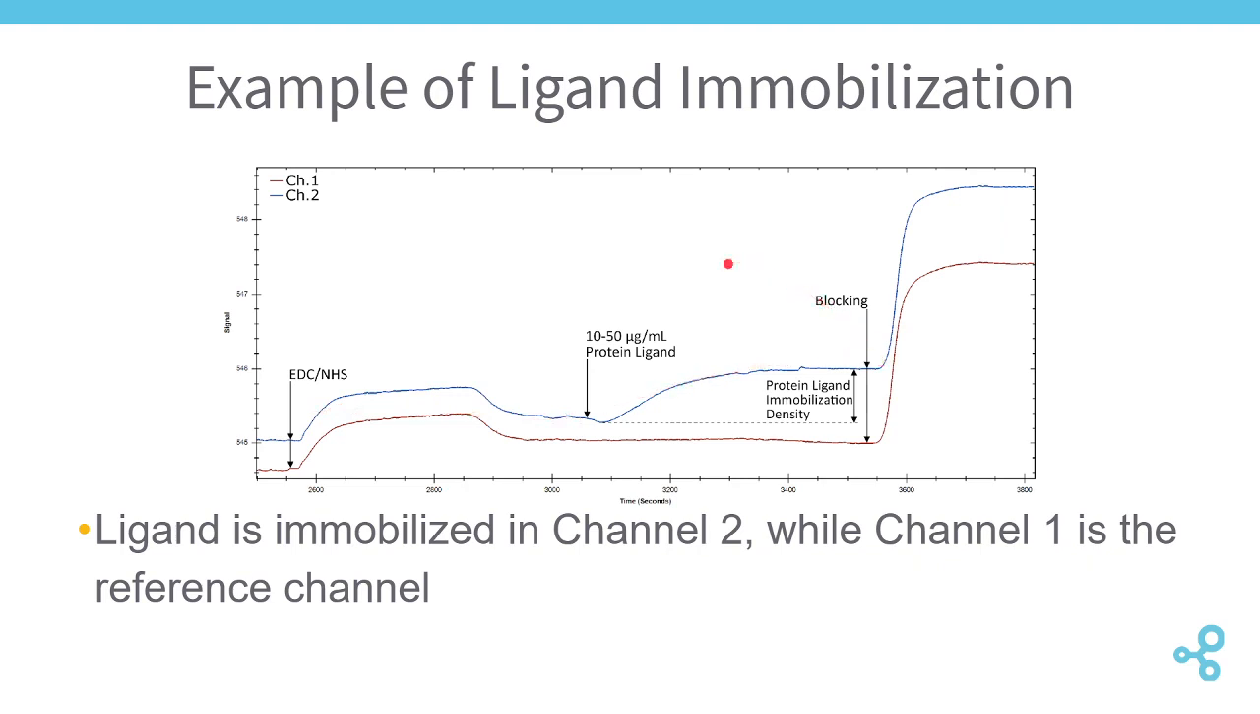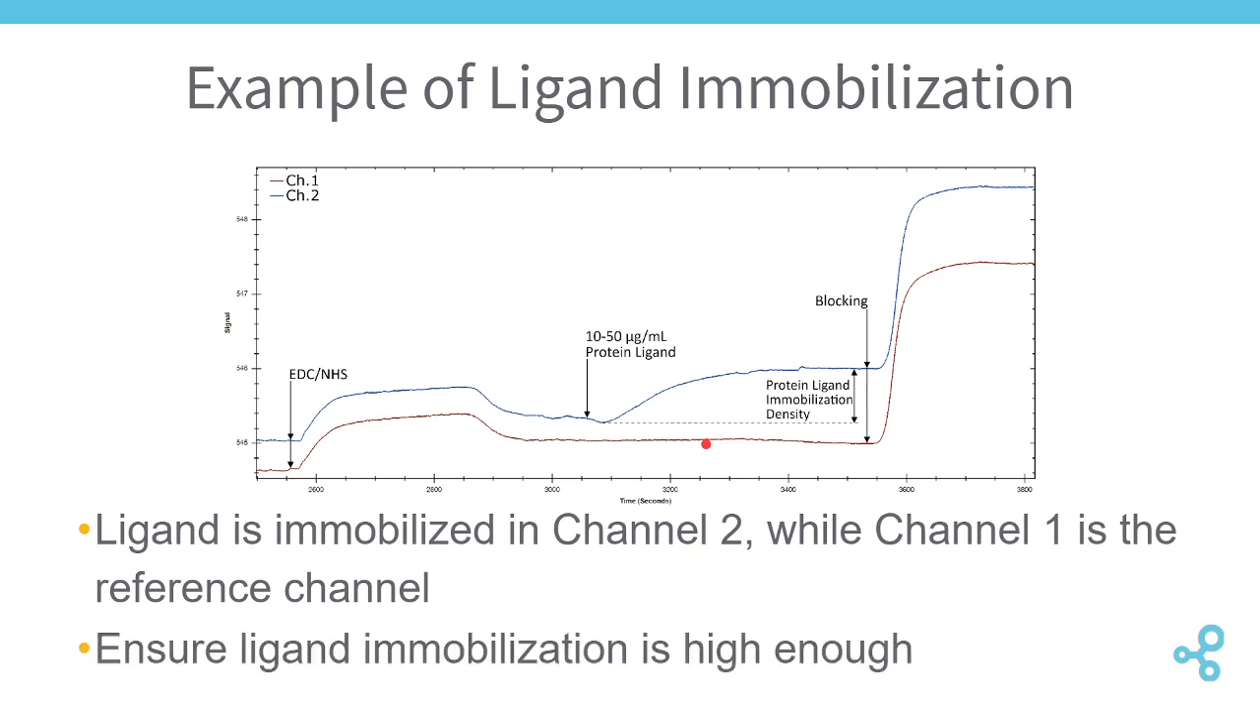What you'll notice here is that some of these steps don't happen in both channels. And the reason for that, again, is that we want to make sure channel 2 is our ligand immobilized channel, and channel 1 is our reference channel. So here we can see channel 2 has increased during the ligand immobilization step. Channel 1 stays flat, no ligand in that channel.